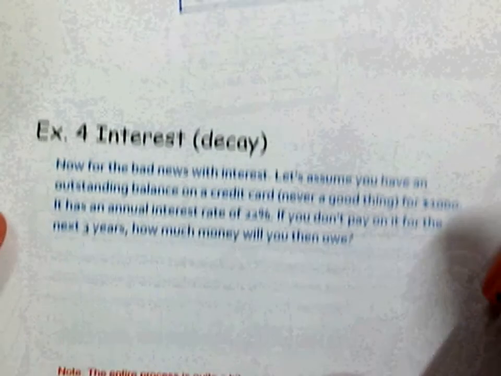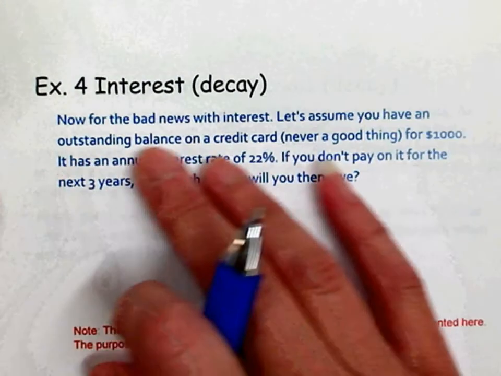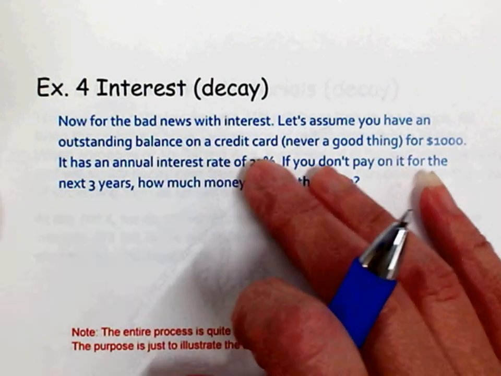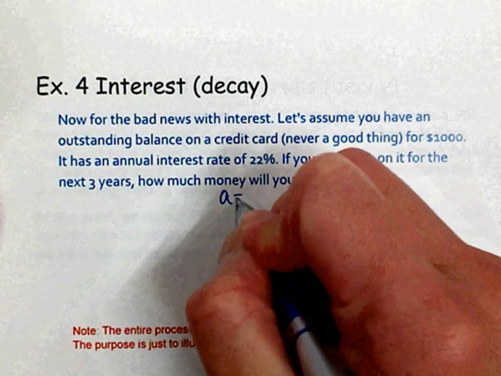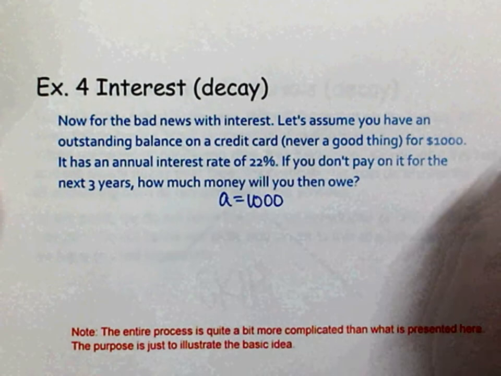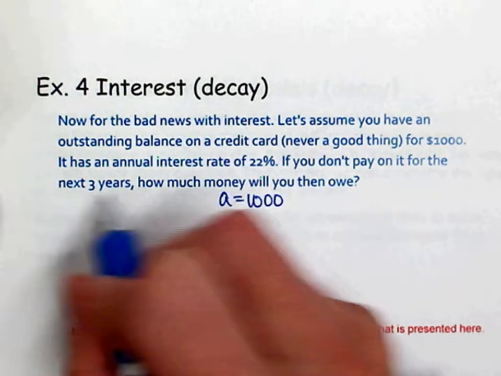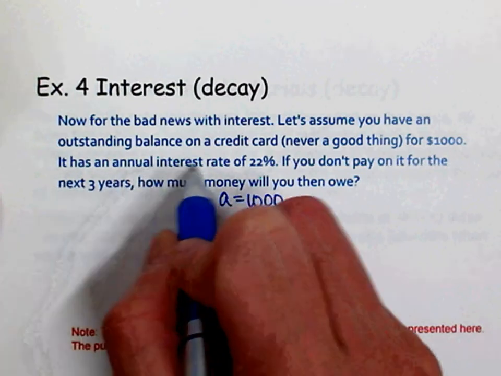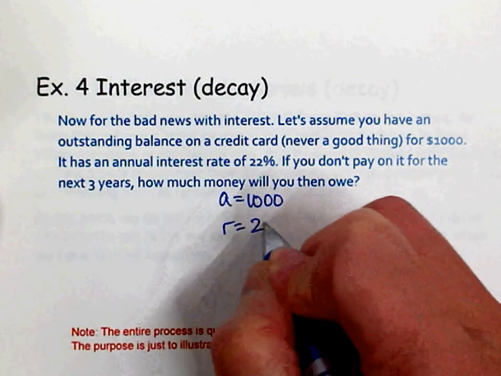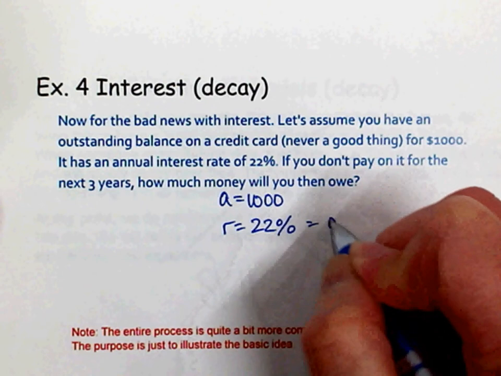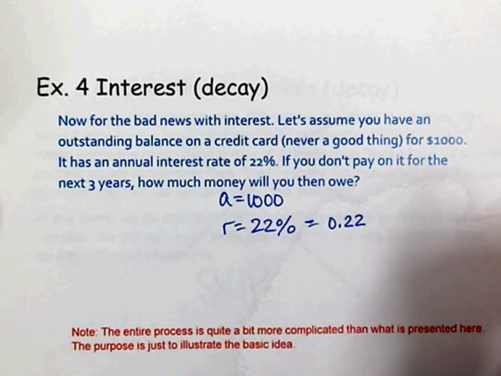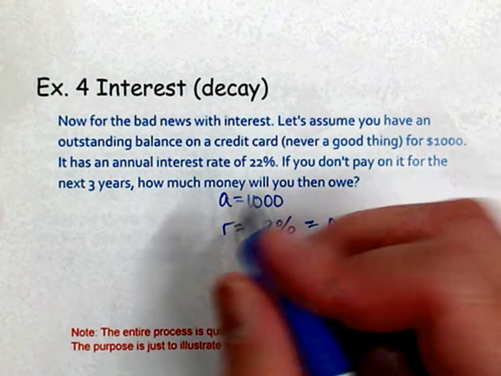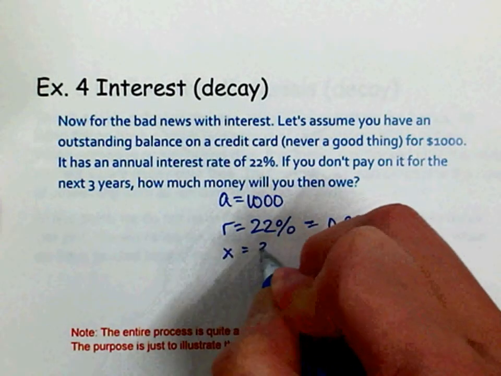Now for the bad news with interest. Let's assume you have an outstanding balance on a credit card for $1,000. Okay, it has an annual interest rate of 22%. By the way, that's a very common interest rate for beginners. Which comes out to be 0.22. Okay, if you don't pay on it for the next 3 years, how much will you owe? So there's my y again.